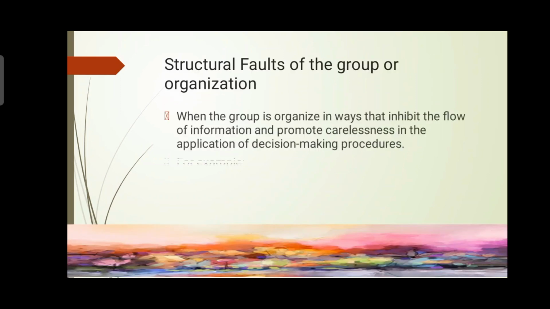In structural faults of the group organization, cohesion is necessary for groupthink, but the syndrome is more likely to emerge when the group is organized in ways that inhibit the flow of information and promote carelessness in the application of decision-making procedures. For example, isolation. Isolation of the group from other groups can promote the development of unique, potentially inaccurate perspectives on issues and their solutions. And the next one is that it depends on leadership style in the group.